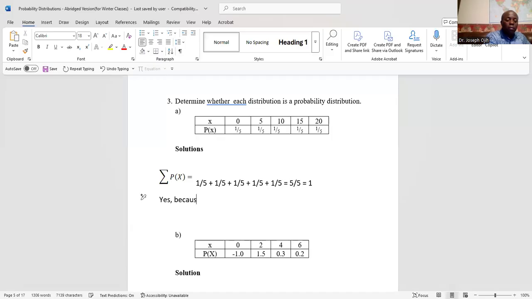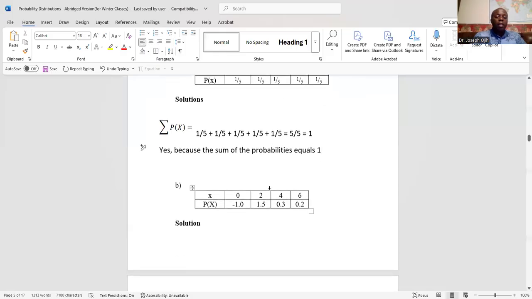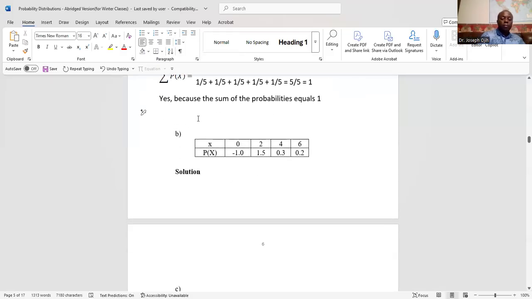Yes, because the sum of the probabilities equals 1. Okay, now let's test this one here.